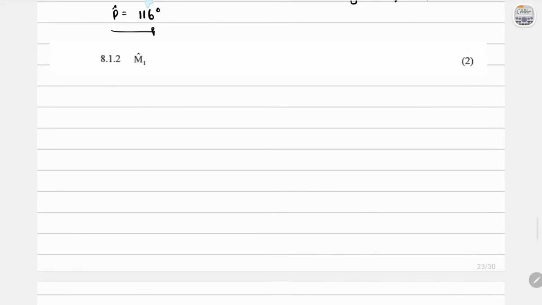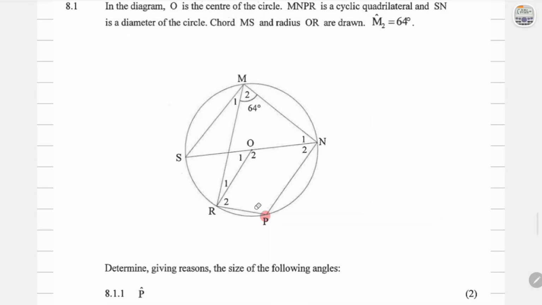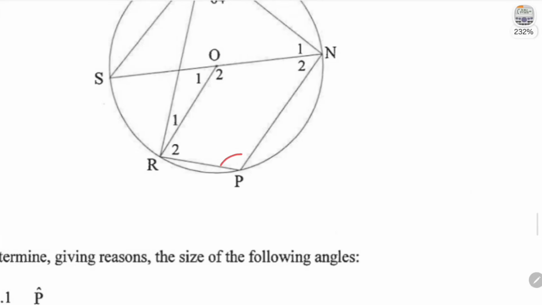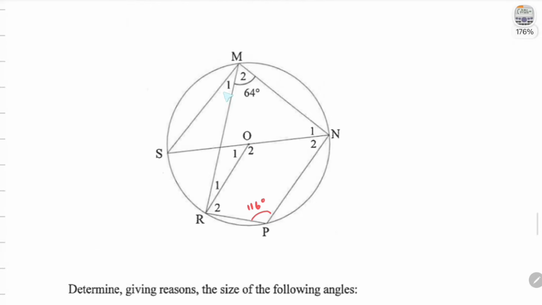Question 8.1.2 says we need to find the size of angle M1. So once we find an angle, it's best to put it down because it will probably help you with the next question. So this is 116 degrees. And now we need to find angle M1. So M1 is over here. It is at the circumference, and we could have been able to use O1, but O1 is not present.